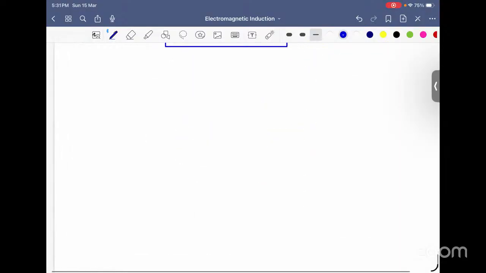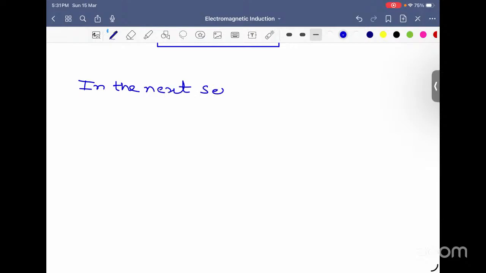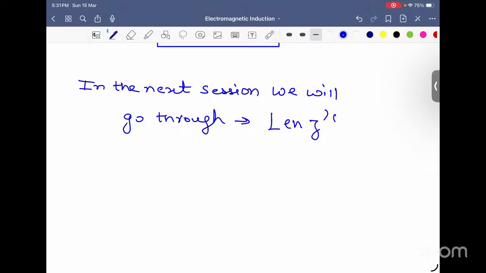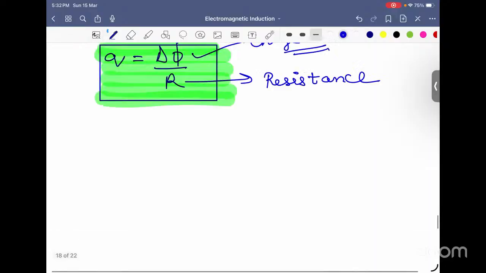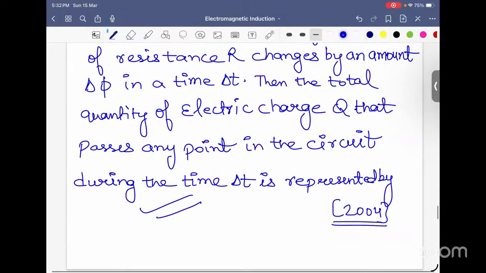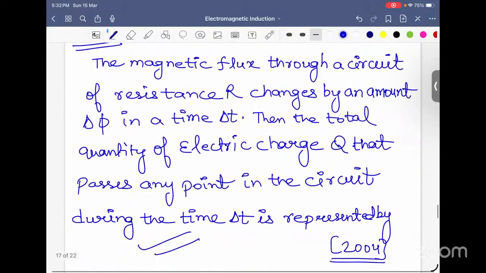Okay, I hope you have noted it down. In the next session, we will go through a proper understanding of Lenz's law. Till then, practice these questions again. The more questions we practice, the better we are able to understand the things. Okay, so now we can leave here.